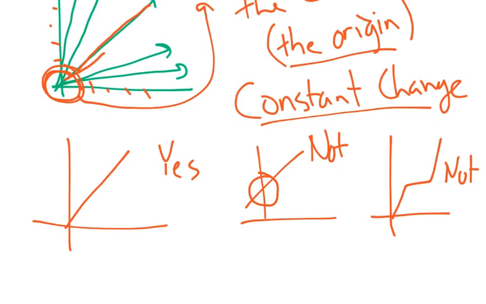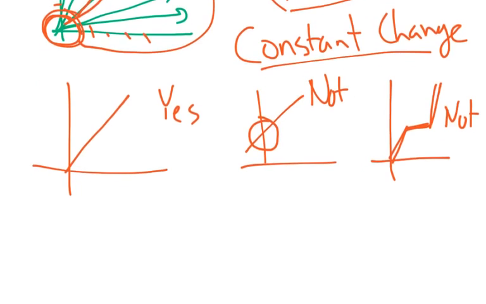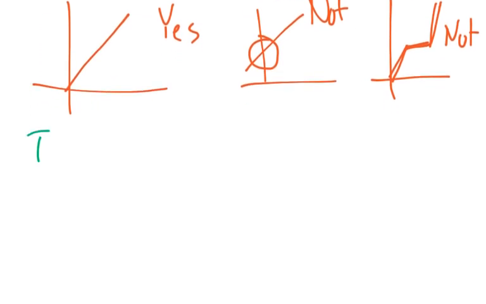It does not have a constant change. It changes from here to here. It's a little bit different from there and there. And so that's why it's not a constant change, and it's not a proportional relationship. And now let's go to tables.